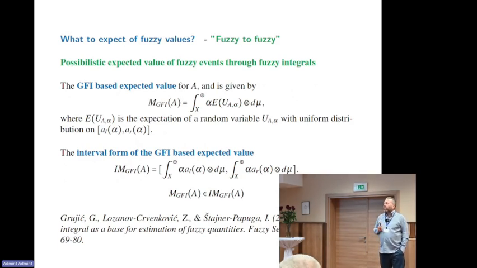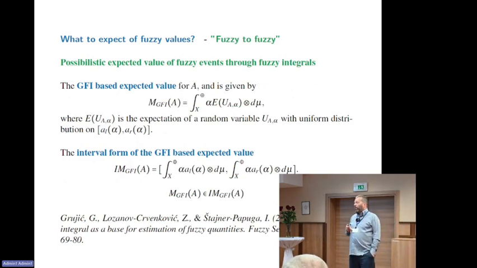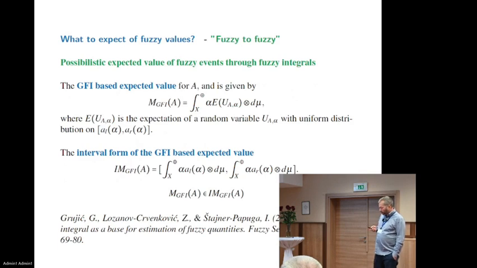Now, we have a result by Ivana and two professors from our group, Gabrijela Grujić and Zagorka Lozanov-Crvenković, who combined the previous approach with the approach from 2 slides ago. So they basically used the general fuzzy integral to find an expectation. And this is obviously an interesting generalizing result.